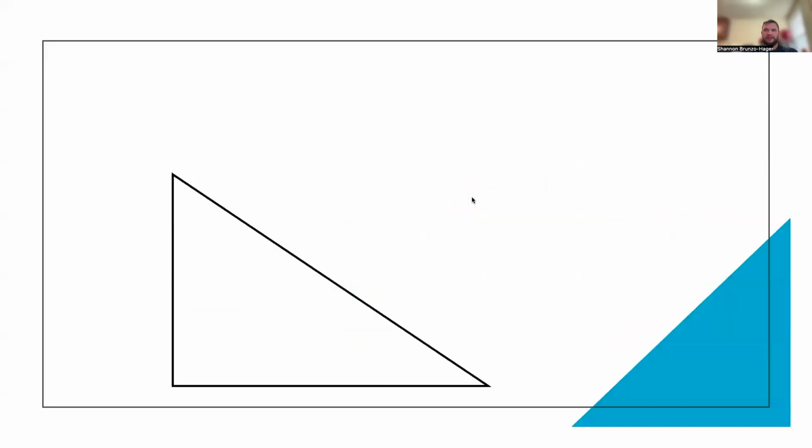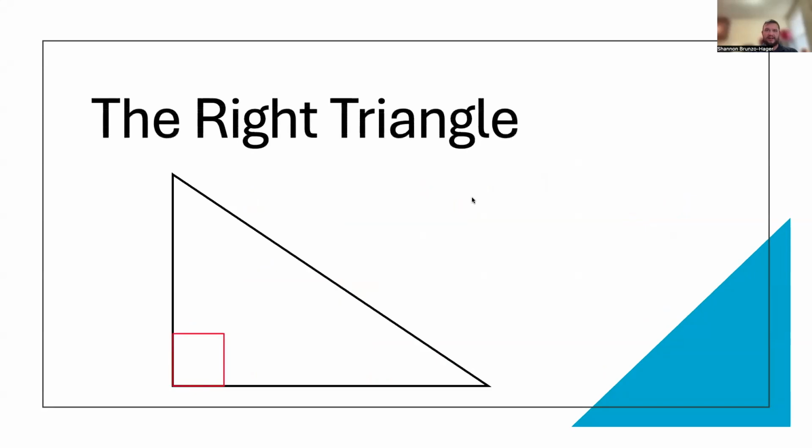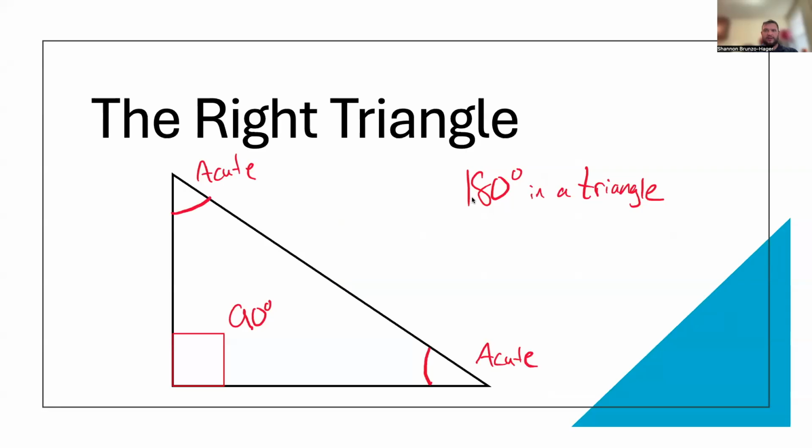Now I want you to look at this triangle for a second, pause the recording, and tell me if you notice anything special. We can draw a little box right here, and that tells us that that is a right angle. And if a triangle has a right angle, it is automatically called a right triangle. In every triangle, all the angles add up to 180 degrees. And with 90 degrees of that being in the right angle, it means that our other two angles in the triangle must always be acute angles.